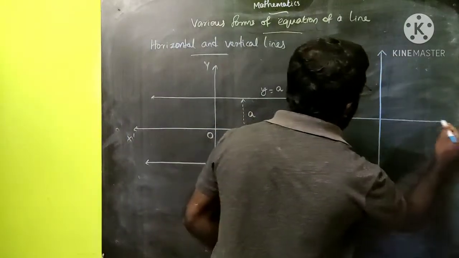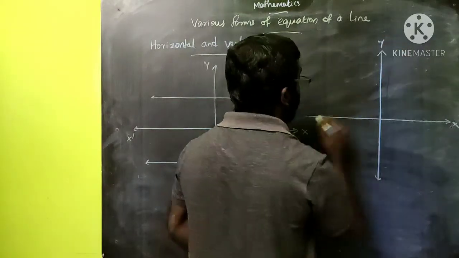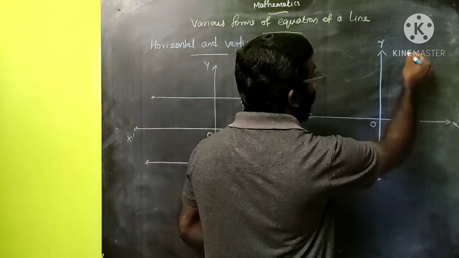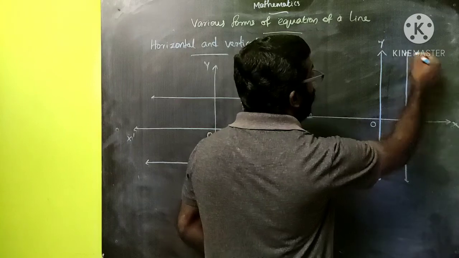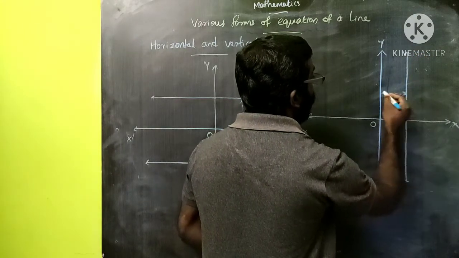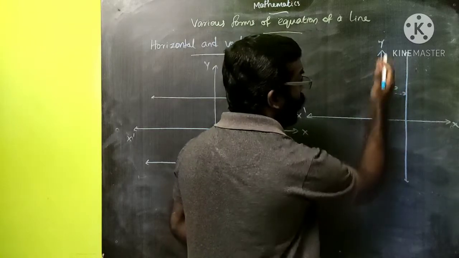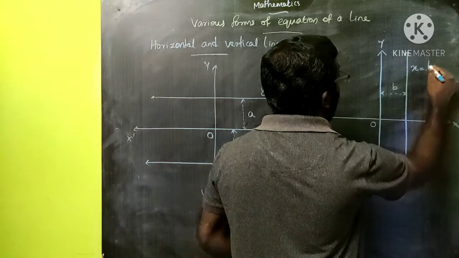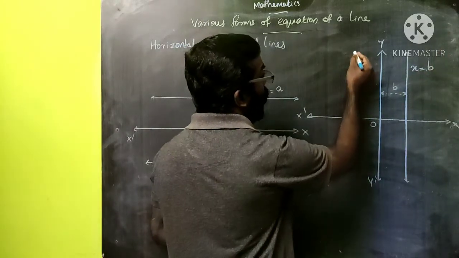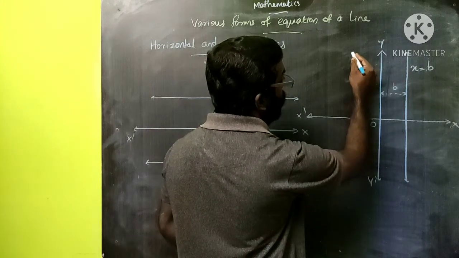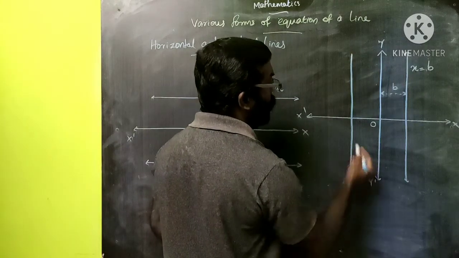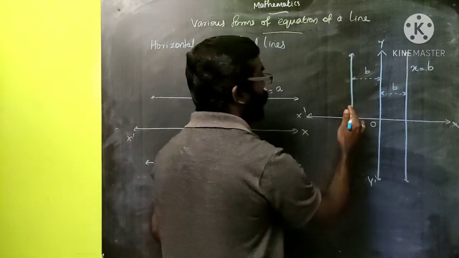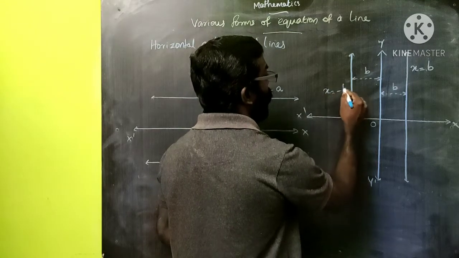Here also we can draw two axes, x-axis and y-axis. Consider a vertical line which is at a distance of b units from y-axis. Here we can write the equation as x equal to b. And if we take a line which is on the left side of y-axis, which keep the same distance from y-axis, that is b, and here we can write the equation of this line as x equal to minus b.